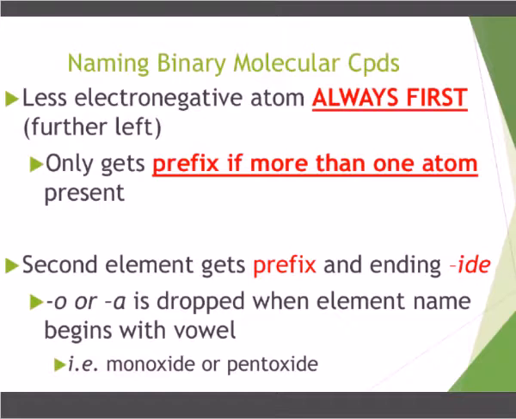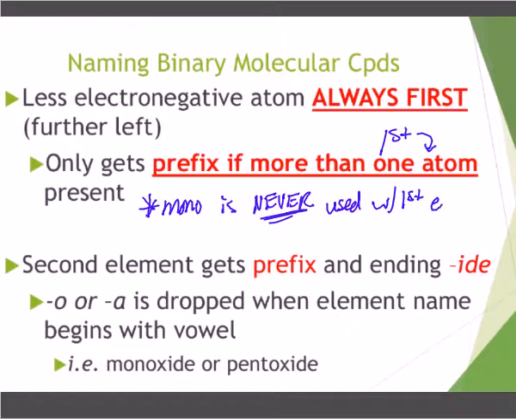You only get a prefix if there's more than one atom present. Now we're talking about the first atom here. Okay, the first one only gets a prefix if there's more than one. So mono will never be used with the first element. Make yourself a note off to the side. Mono is never used with the first element in your compound. Mono will only be with the second element. It'll only ever be with the second element.